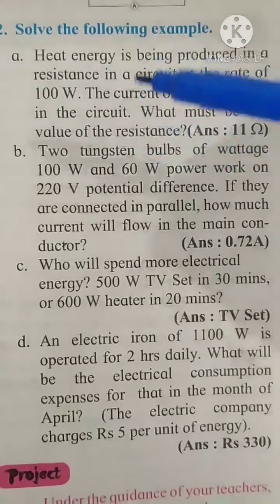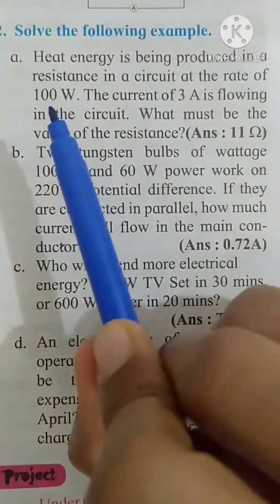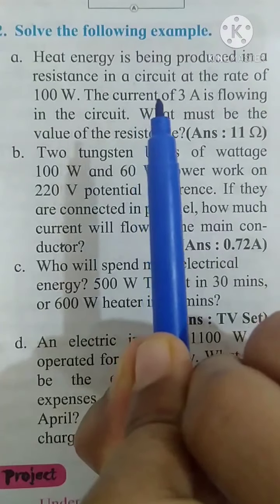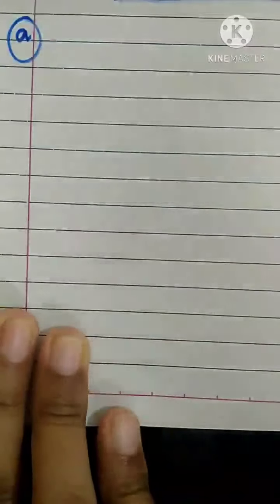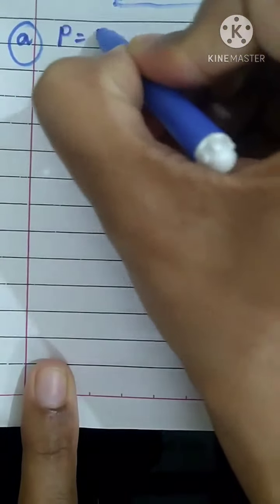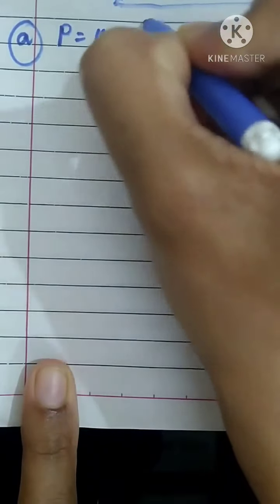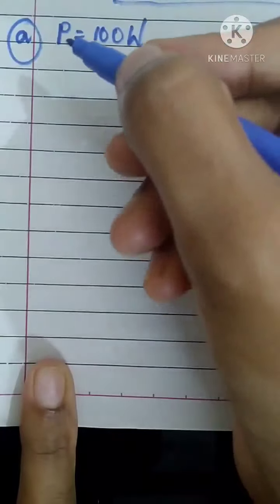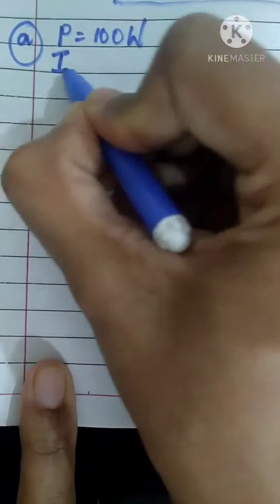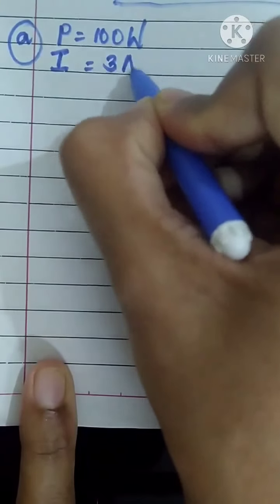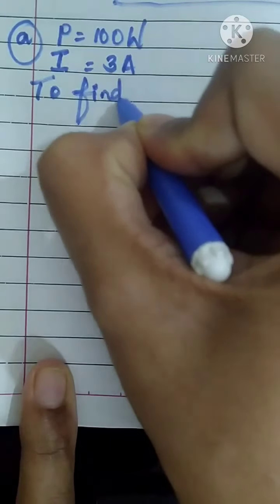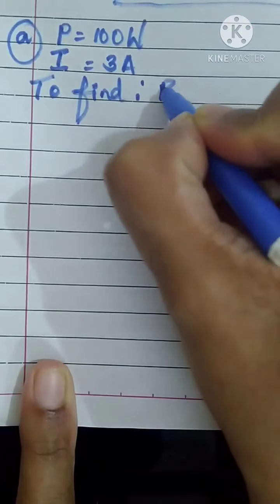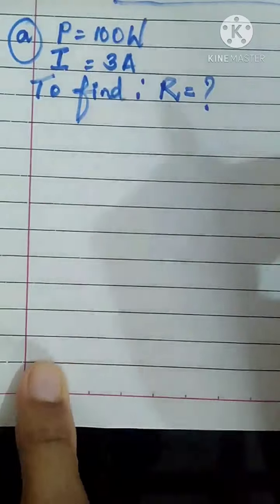Let us write down the given things. 2 given things, that is power 100 watts and current 3 amperes. Let's write. Power is given as 100 watts. Then current I is given as 3 amperes. To find: what must be the value of resistance capital R.